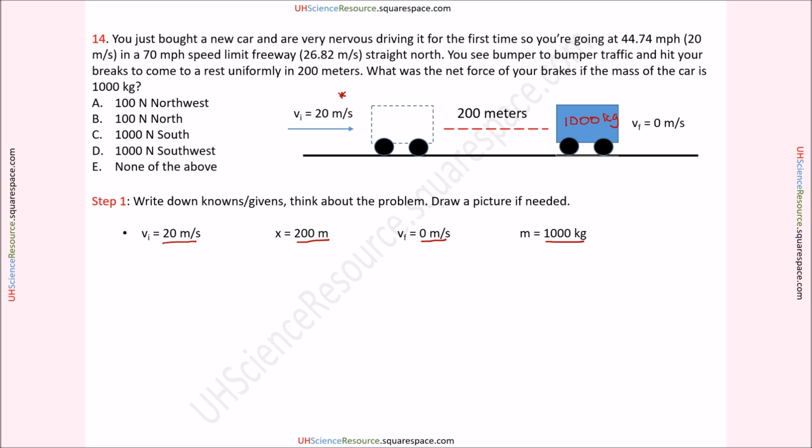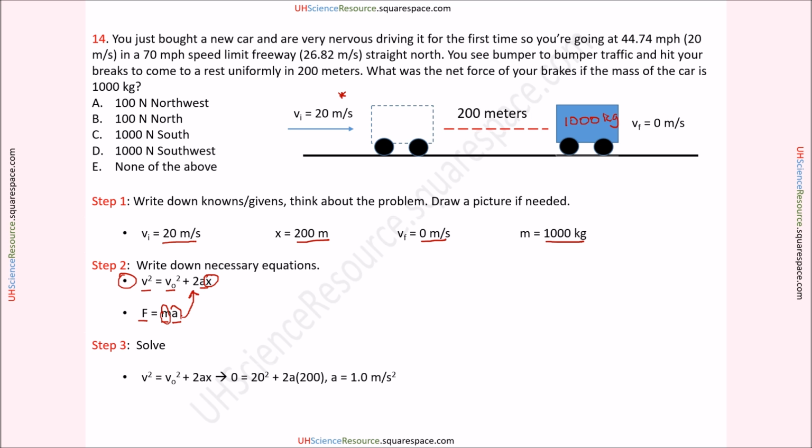So let's write down the equations that we need. We know that we need to find the force of the brakes, which is just going to be the mass times the acceleration. The mass we know is going to be the mass of the car. However, we don't know the acceleration, but we can figure it out by the equation v squared, which is the final velocity squared equals the initial velocity squared, plus 2 times the acceleration times the displacement.